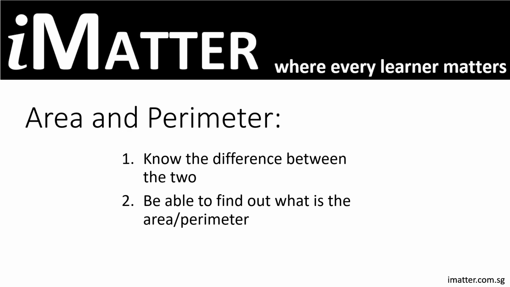Next is area and perimeter. You have to know the difference between the two, and you have to find out what is the area and perimeter.